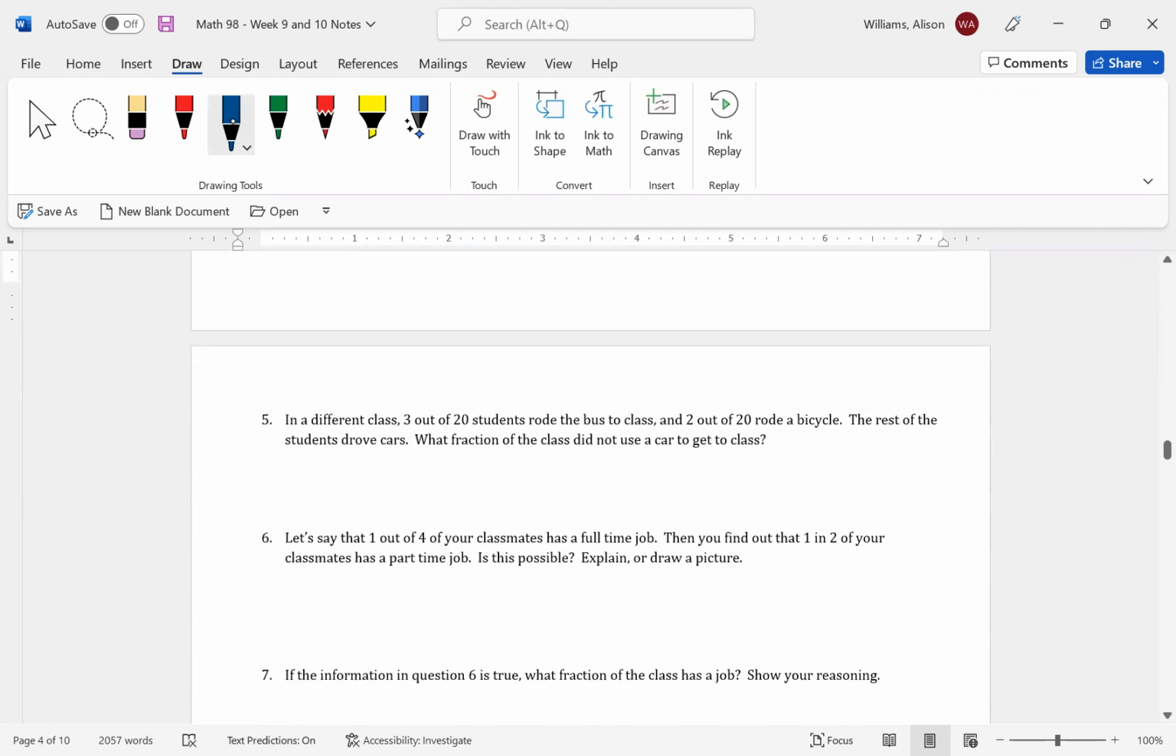In a different class, 3 out of 20 students rode the bus to class and 2 out of 20 rode a bicycle. The rest of the students drove cars. What fraction of the class did not use a car to get to class? Well, since everybody else drove a car, that would be these students that they listed here. So the 3 out of 20 plus the 2 out of 20. So 3 who rode the bus and the 2 who rode the bike. And when we add those together, it's going to be 3 plus 2, which is 5. Denominator stays the same. And now I can reduce this answer. 5 does happen to go into 20. So that's going to be 1 out of 4, or 1/4 of the class does not use a car to get there.